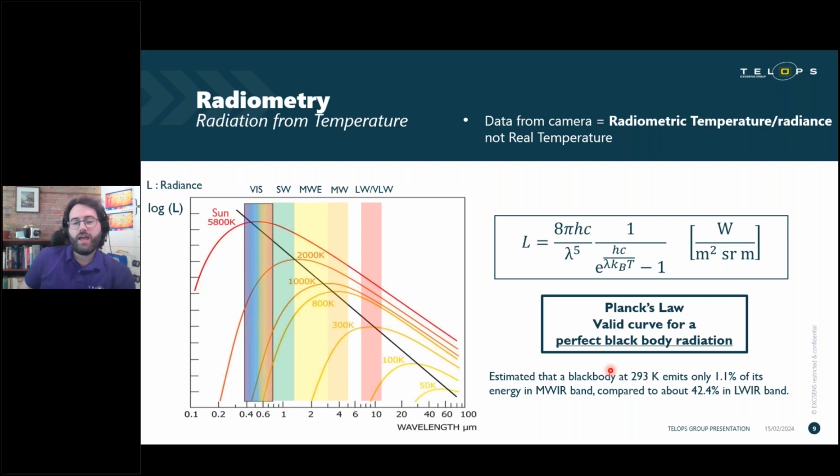But materials are never perfect emitters, and that's why there's an extra level of complexity when considering radiation for infrared imaging. A little note here: at room temperature, so 293 Kelvin, an object only emits about 1.1% of its energy in the mid-wave band, compared to 42% in the long wave. So we can see we'll be much more sensitive to a body at room temperature in the long wave compared to mid-wave.